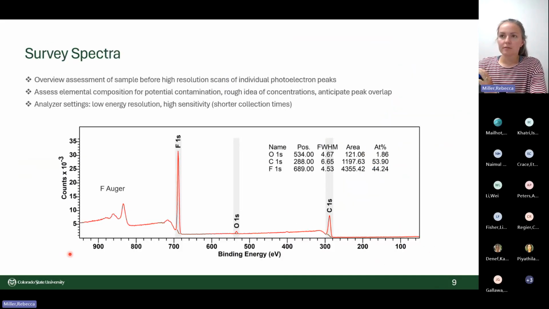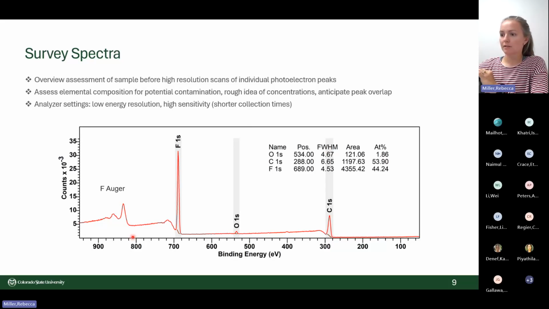This shows an example of a survey spectrum. So this is kind of the first data set that you would collect on a sample. It's a wide energy range. You'll notice for x, we have the binding energy from high to low. That's also because the kinetic energy goes from low to high of those emitted electrons, and then counts on the y-axis. The settings for taking survey spectra have low energy resolution, so there's big step sizes, but it's really sensitive, picks up a lot of signal.